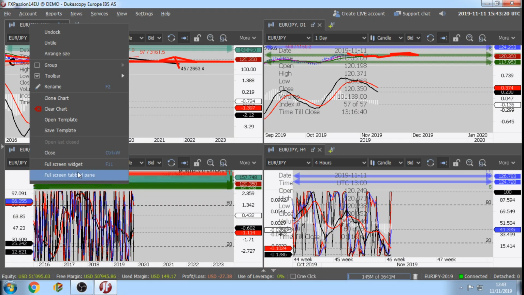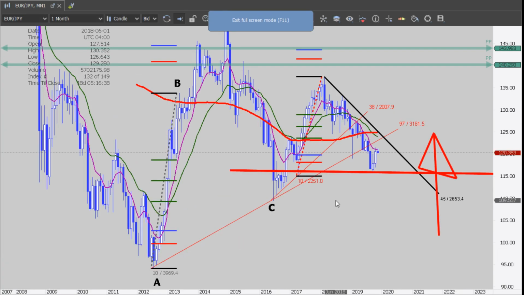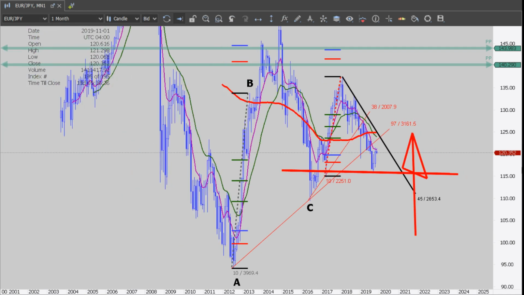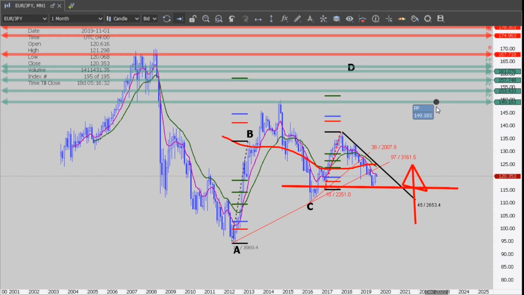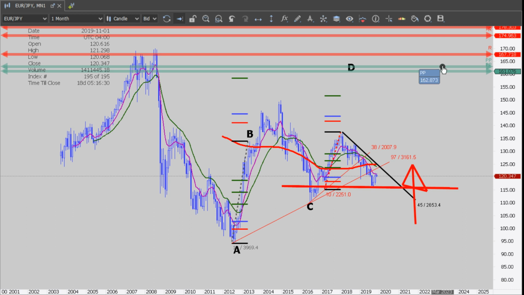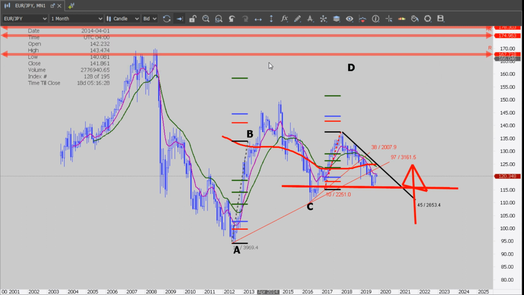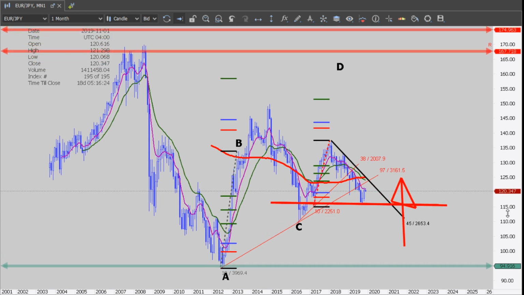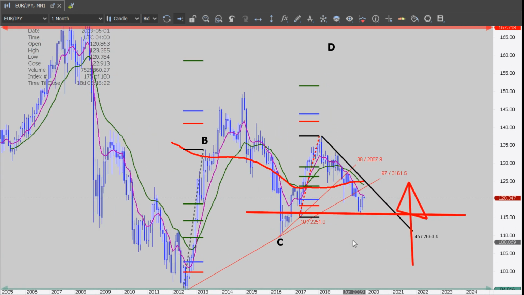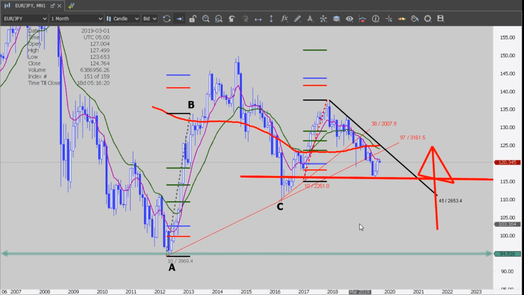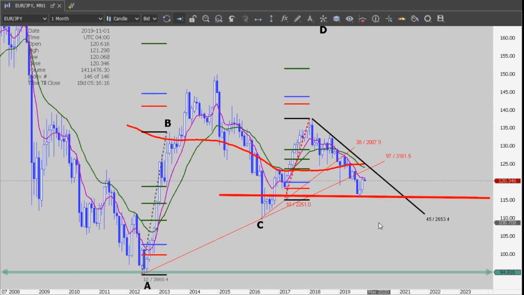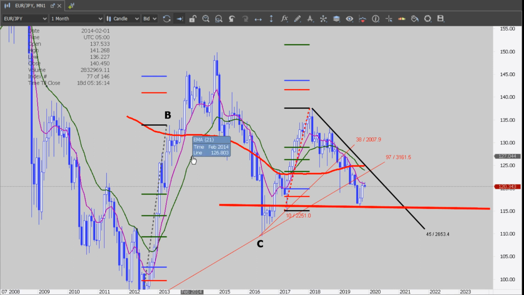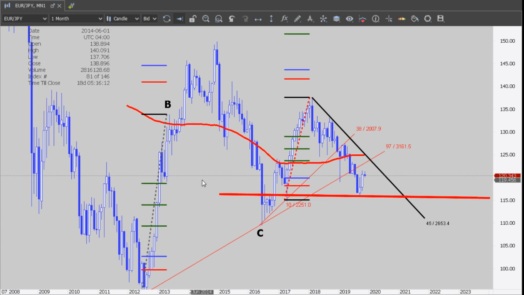So monthly chart first. Let's delete the indicators. Okay, this is the Fibonacci. We have the original one from the position trade. This is the lower band down here, and we have the Fibonacci of the confirmation. Okay, we want to enter long. We want to go long on Euro JPY.